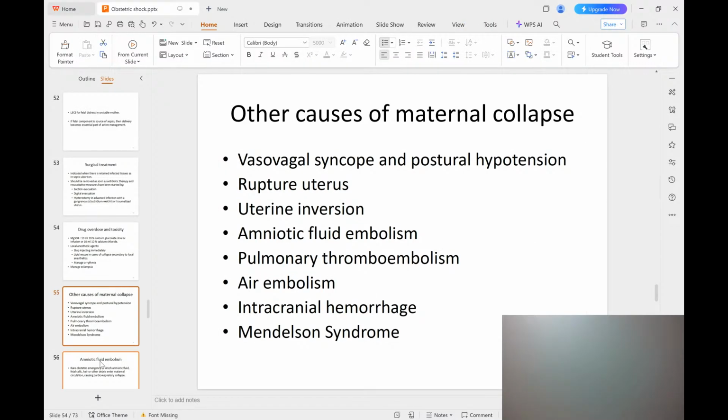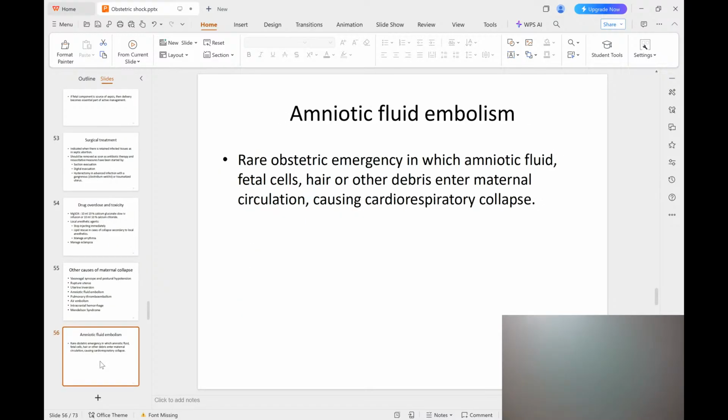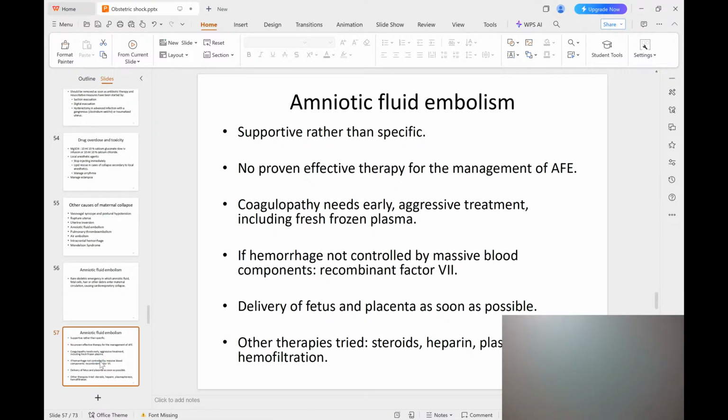Now we'll discuss some other causes of maternal collapse. That is vasovagal syncope or postural hypotension, ruptured uterus, uterine inversion, amniotic fluid embolism, pulmonary thromboembolism, air embolism or intracranial hemorrhage, and Mendelson syndrome. Amniotic fluid embolism is a rare but life-threatening obstetric emergency in which the amniotic fluid, fetal cells, hair, or other debris will enter into maternal circulation and cause cardiorespiratory collapse. The management is usually supportive rather than specific. There is no proven effective therapy.